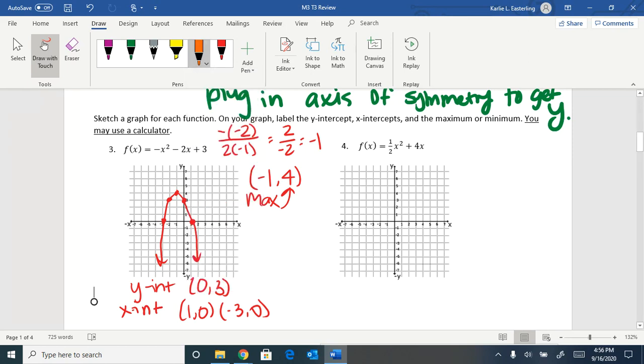So now we're going to look at number 4. And again, we're going to have to do negative b. And our b value here is 4, divided by 2a, which is 1/2.